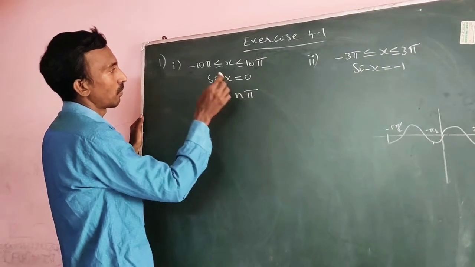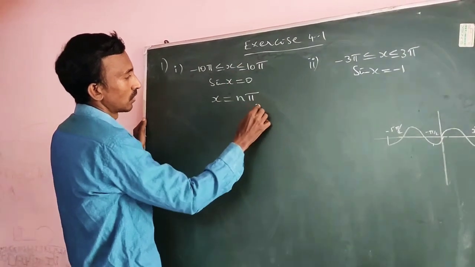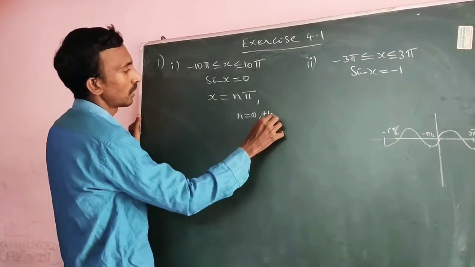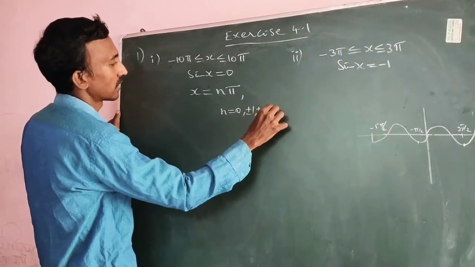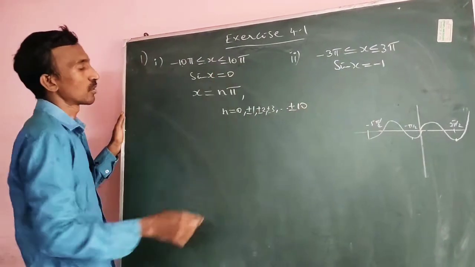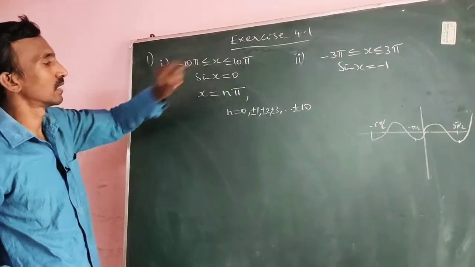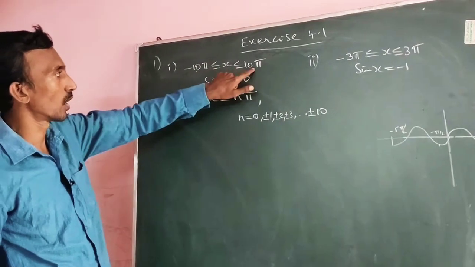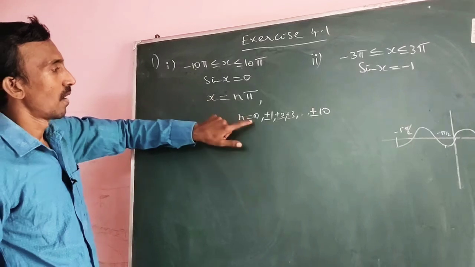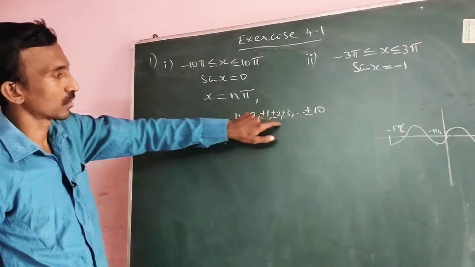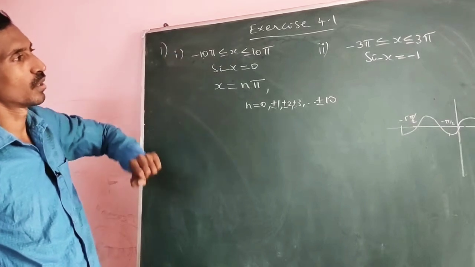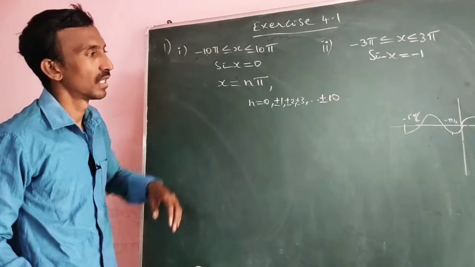Here n equal to 0, plus or minus 1, plus or minus 2, plus or minus 3, up to plus or minus 10 are possible. So all the values are possible within this interval, and 10 pi and minus 10 pi are also included. So x equal to n pi, where n equal to 0, plus or minus 1, up to plus or minus 10. These values satisfy the given interval.